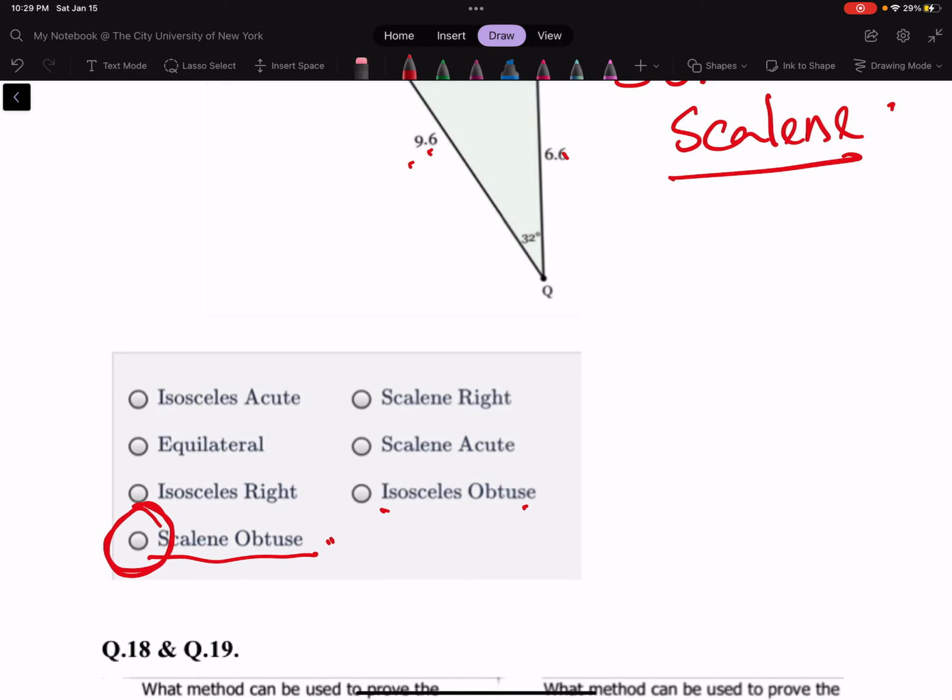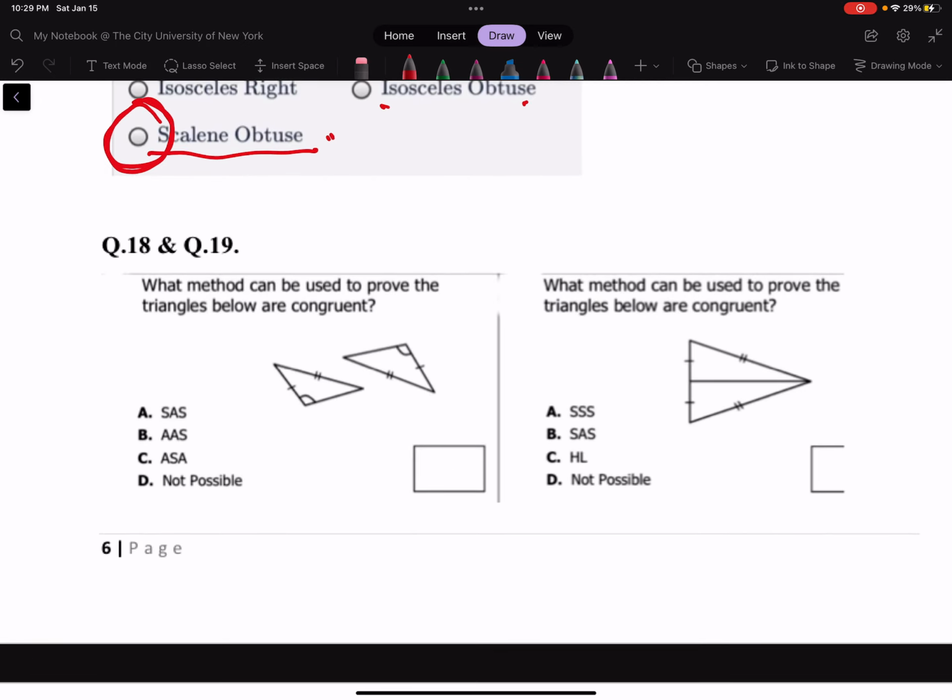All right. Then 18 and 19 are here. You will have to see which postulate or theorem proves the congruency. What method can be used to prove the triangles below are congruent? You see two of the sides are congruent and another angle. Okay, so it has to be side angle side or side angle. All right.